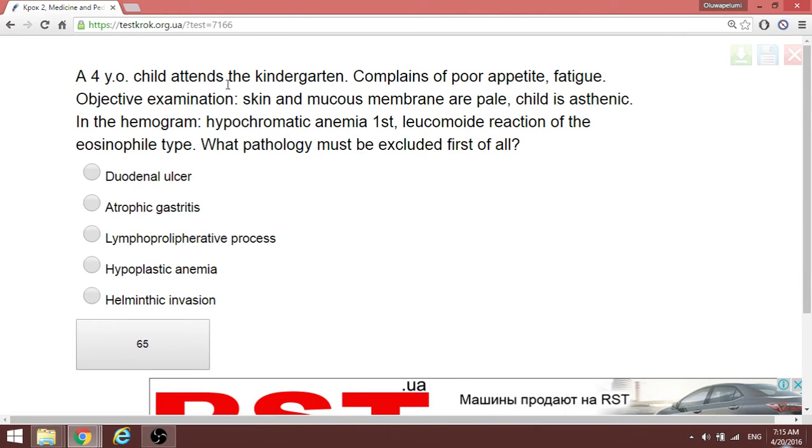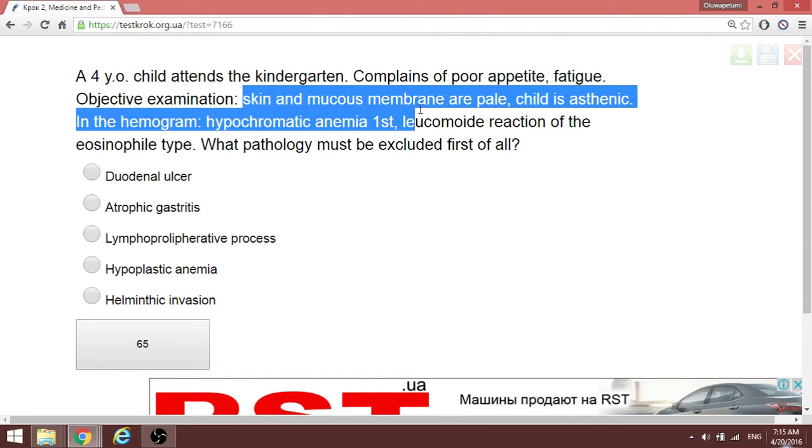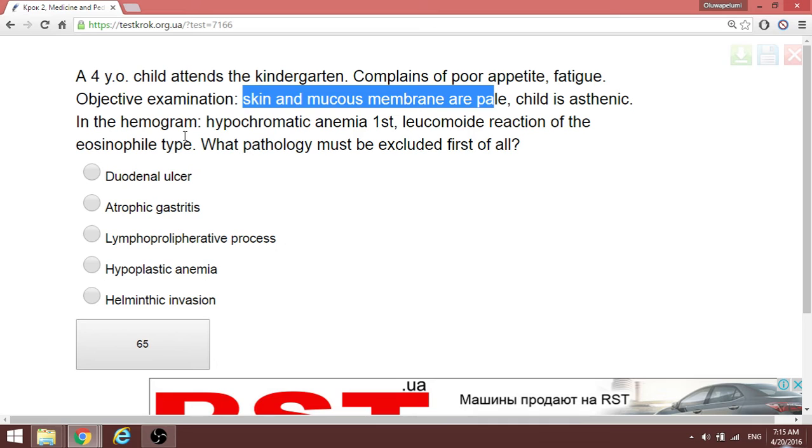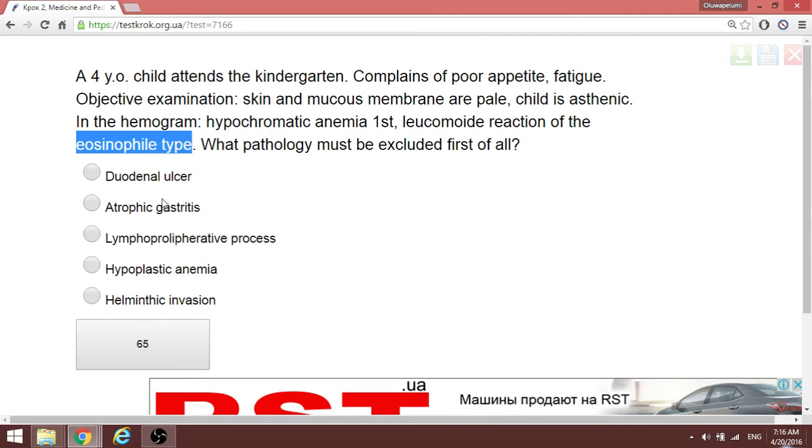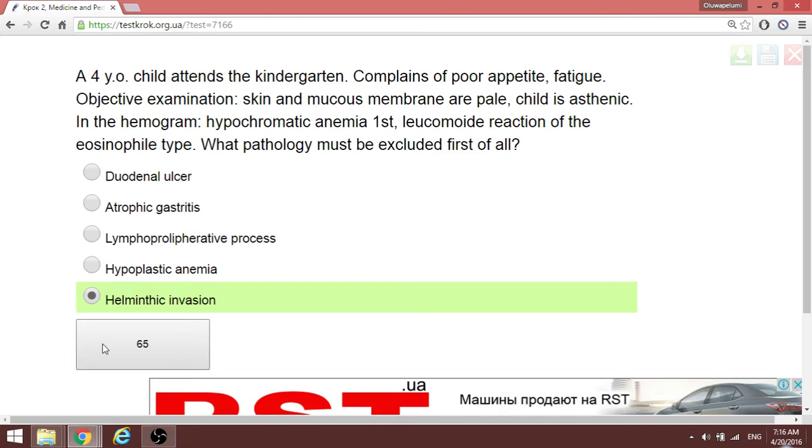All right, they are telling us about a 4-year-old child in the kindergarten. You say complaints of poor appetite, fatigue. I'm sure it may sound familiar to some persons by their experience. Skin and mucous membrane are pale, but the most important thing is that the leukoid reaction is of eosinophil type. Which of these conditions, together with these symptoms, will cause eosinophilia? It's helminth infection. That's when you have this helminth infection.